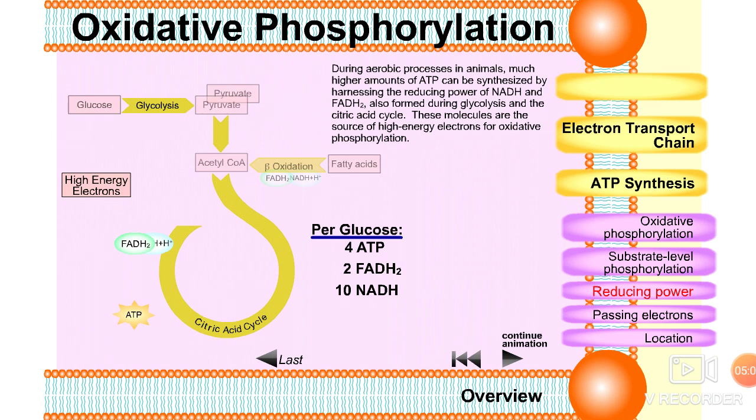Now the 2 FADH2 and 10 NADH plus molecules that are produced are able to enter the electron transport chain and participate in the transportation of electrons. As a result, oxidative phosphorylation is carried out, resulting in ATP formation.